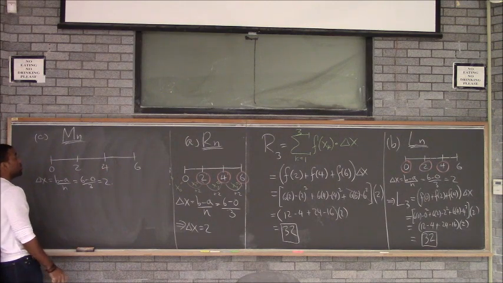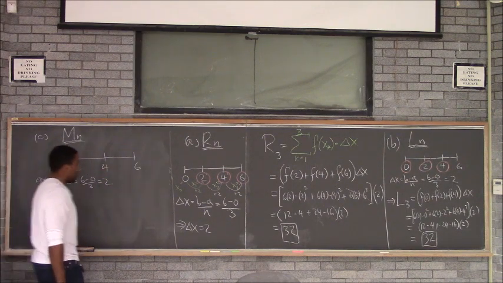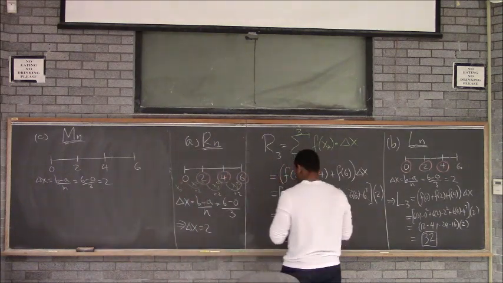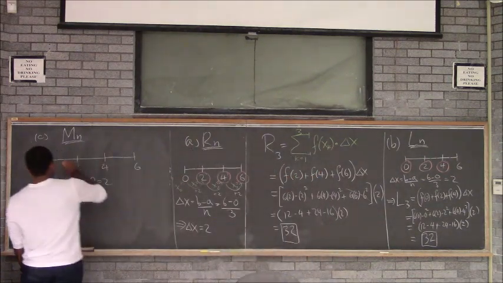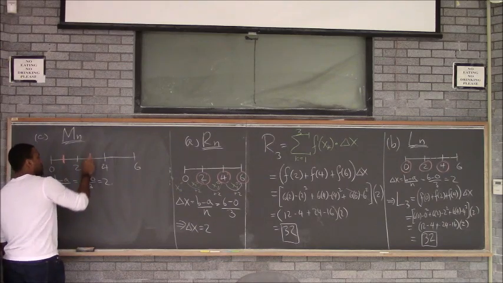Now, for the midpoint approximation, remember what we want. We actually don't want any of those numbers. We actually want the number directly in the middle.